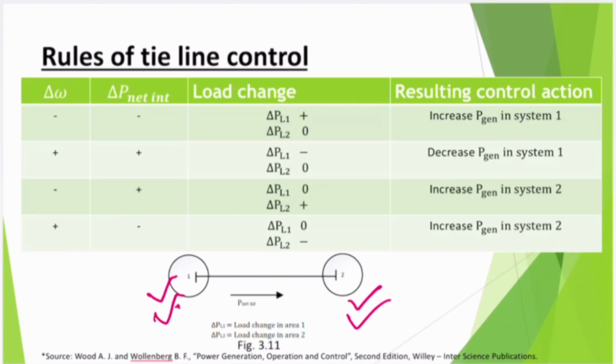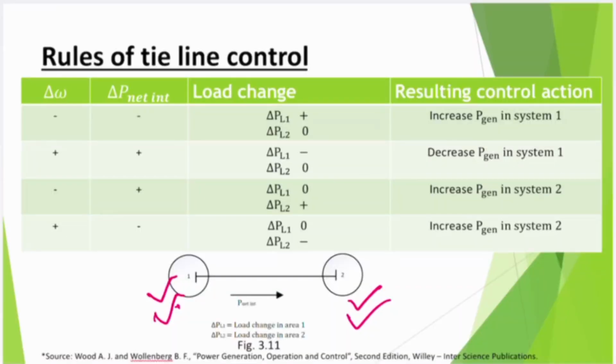Similarly, if there is a reduction in load in your area 1 and no change in area 2, then you have to decrease the generation in that system. The same thing is applicable to area 2 also. You can also imagine that delta omega is negative and delta P net is negative.